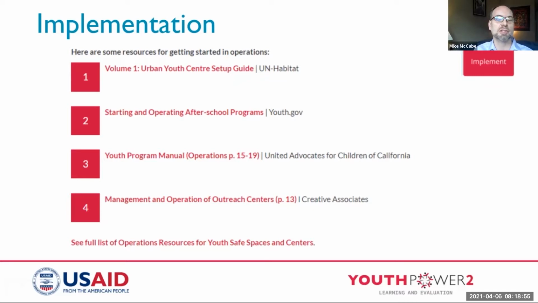Or at youth.gov, which is our US government platform for young people, we have an entire curriculum there for starting and operating after school programs that you can access through this. The Management and Operations of Outreach Centers Guide by Creative Associates is also in there. And you can go in, and again, it walks you through everything from thinking about where do we put a youth center in our community in partnership between youth and the municipality and maybe faith-based organizations and other CBOs that are in the community. Then how do we run it? How do we recruit volunteers? So let's go down to the next section there.